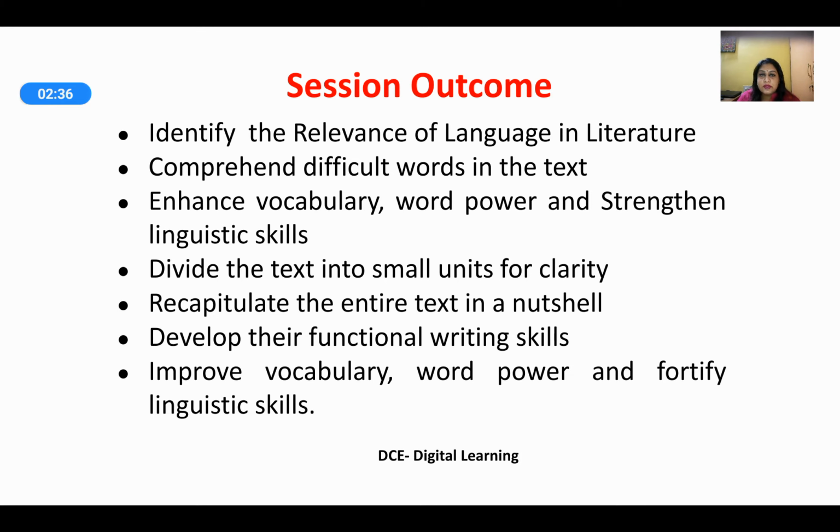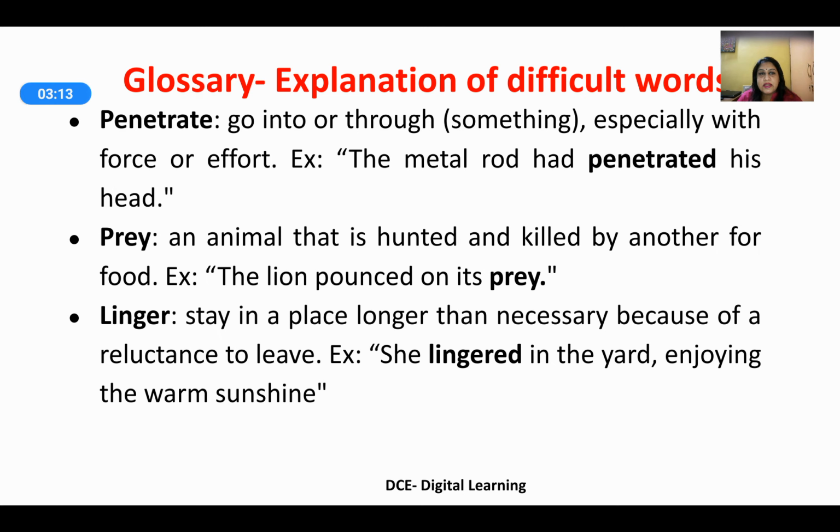The session outcomes will be as follows. The student can expect to identify the relevance of language in literature, comprehend or understand difficult words in the text. In turn, it will enhance vocabulary, word power, and strengthen linguistic skills. The text can be divided into smaller units for better clarity, and to recapitulate the entire text in a nutshell. This overall will help the student to develop their functional writing skills, improve their vocabulary, word power, and fortify or strengthen their linguistic skills. Now let us start with the glossary or explanation of the difficult words.